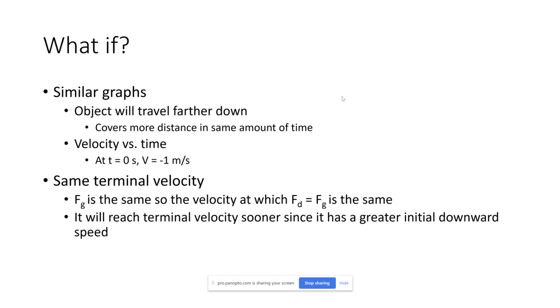At t equals 0, velocity is -1 meters per second as opposed to 0 meters per second because I would be throwing the ball down at that velocity. However, all of the graphs, this one and my other predictions that incorporate drag, will have the same terminal velocity. Since Fg is the same everywhere on Earth, the velocity at which Fd equals Fg would also be the same. However, in this case, the ball would reach terminal velocity sooner since it has a greater initial downward speed. Thank you.